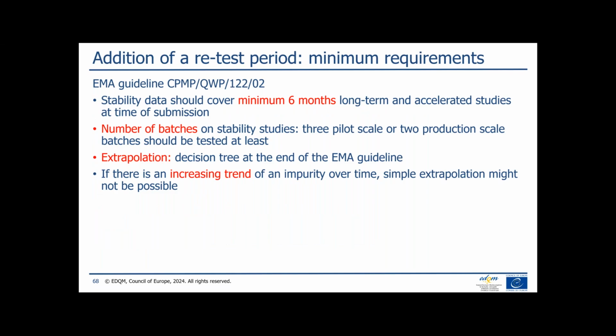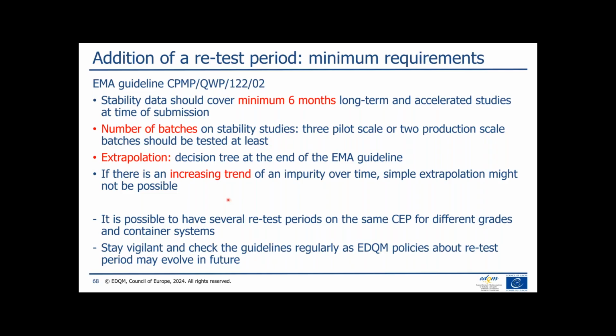Retest period is the last part of my presentation, and here I give some reminders about the introduction of a retest period. Concerning the data provided: minimum 6 months for long-term and accelerated, type of batches, either pilot scale or production scale, and extrapolation. For extrapolation, there is a decision tree in the EMA guideline. For stability, extrapolation is not always possible, so it should be evaluated by the company when this is possible, when not.